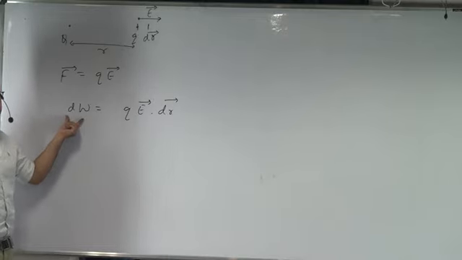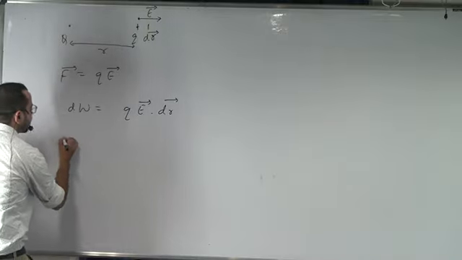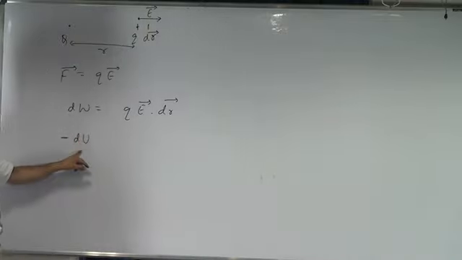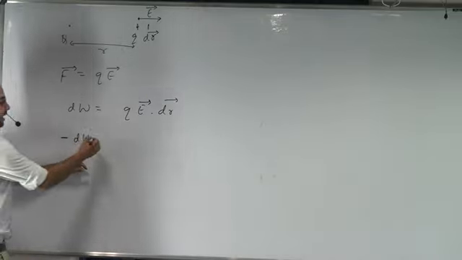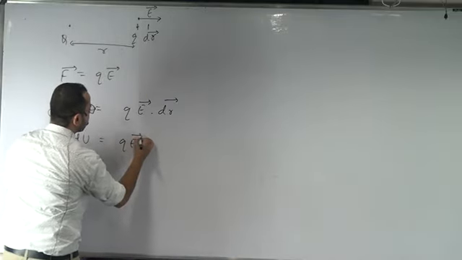Now what is work done by the internal conservative force? That is the negative of change in potential energy. So can I write it like this? That is the negative of the change in potential energy, and that is equal to qE dot dr.